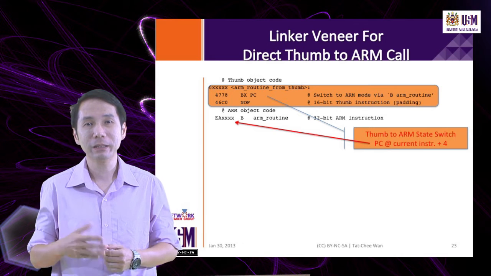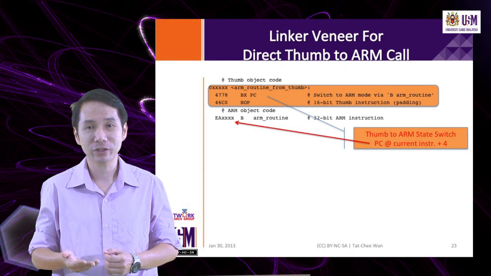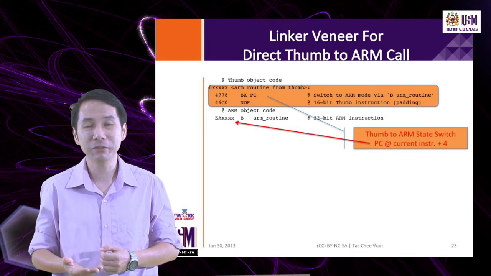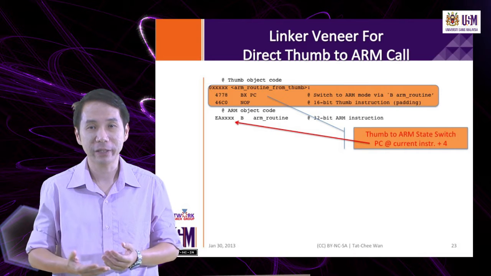When we compile the thumb routine defined previously, the branch and link to ARM routine instruction is converted to a branch and link to ARM routine from thumb. This is a linker veneer that's added to the output file to allow us to perform the interworking magic.